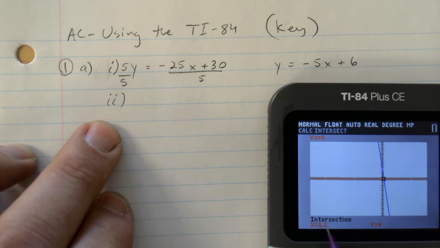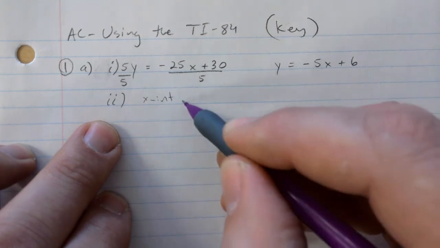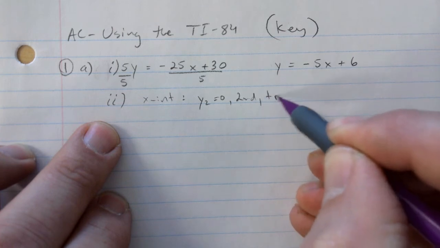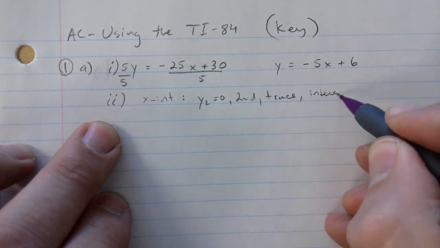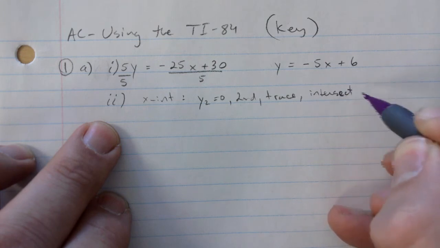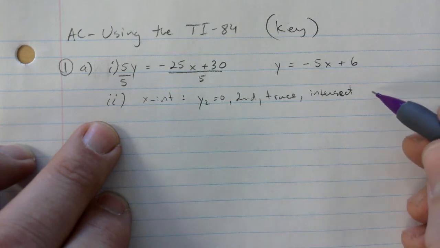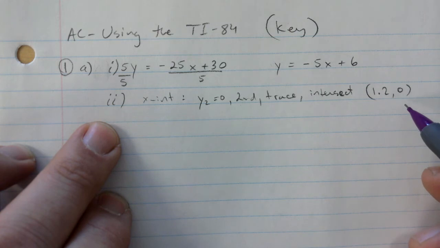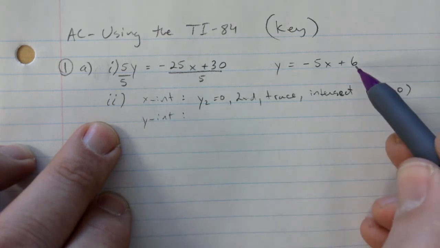And it's 1.20, right? That's the x-intercept. So that is how you would show your work. You let y2 equal to 0. You go second trace. I'm not telling you that you have to have everything exactly written like me, but I should be able to see it. It's like, yep, you definitely know what you're doing. And so you get 1.20 as your x-intercept. For the y-intercept, you can just write down 0.6.